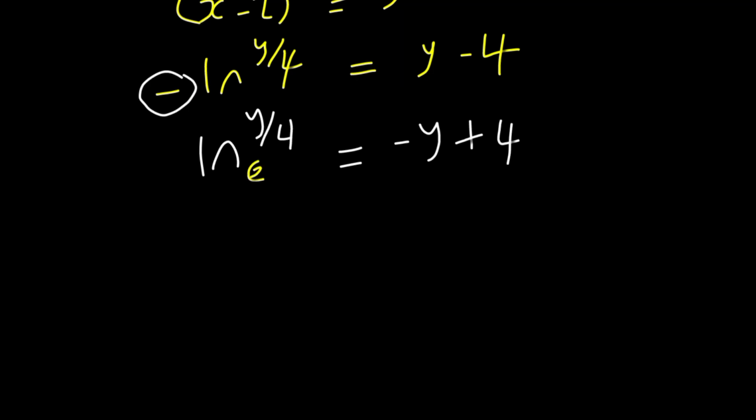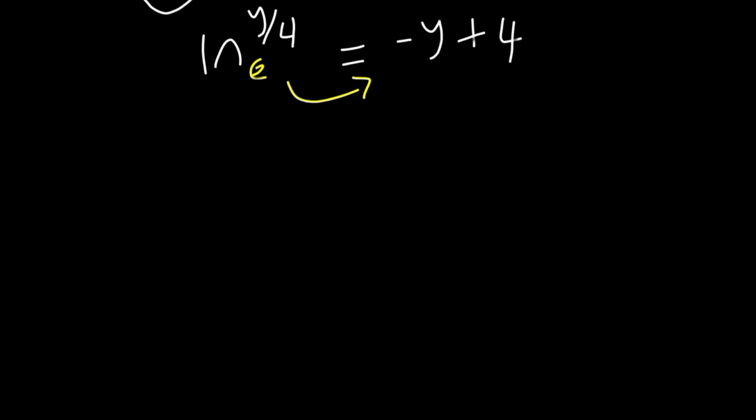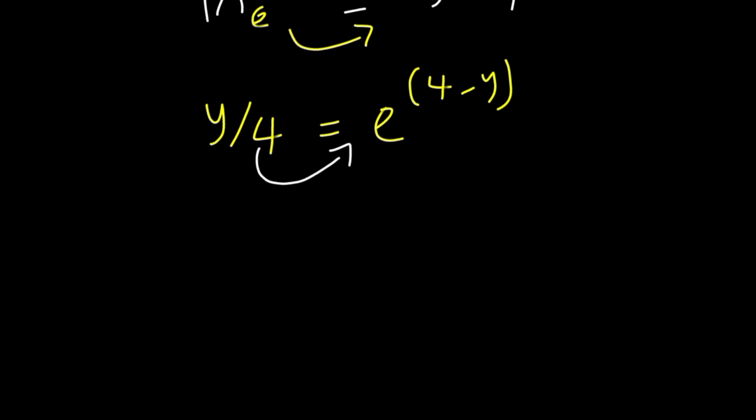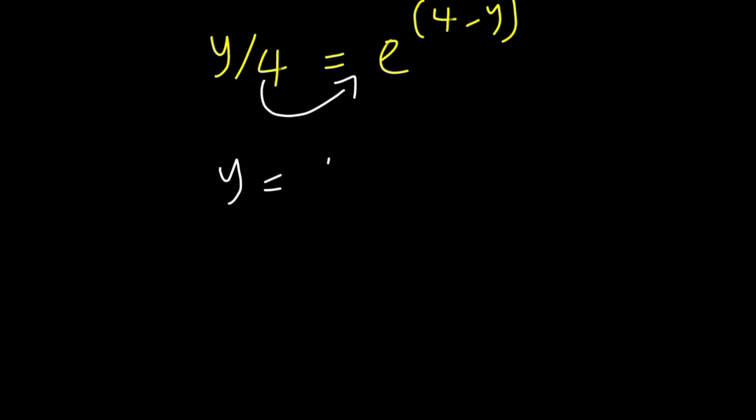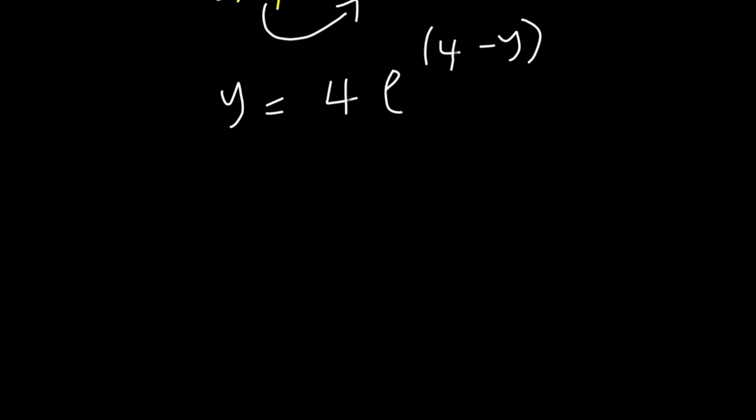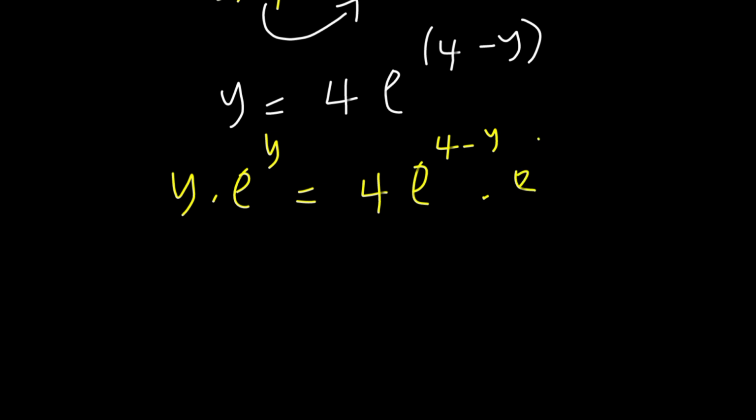Then applying the law of logarithms here, we can rewrite this as y/4 = e^(4−y). Then 4 multiplies this term and we have y = 4e^(4−y). Then according to indices, let's multiply both sides by e^y. So we have y·e^y = 4e^(4−y)·e^y.